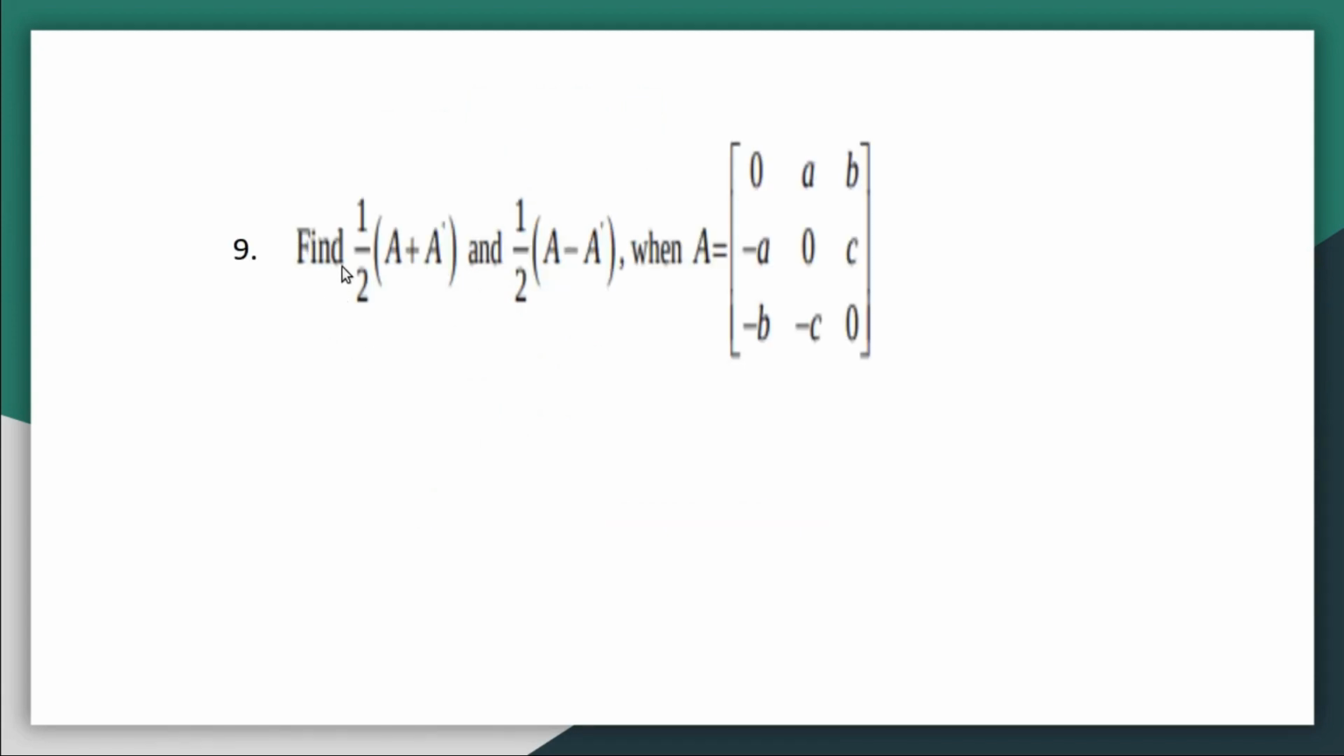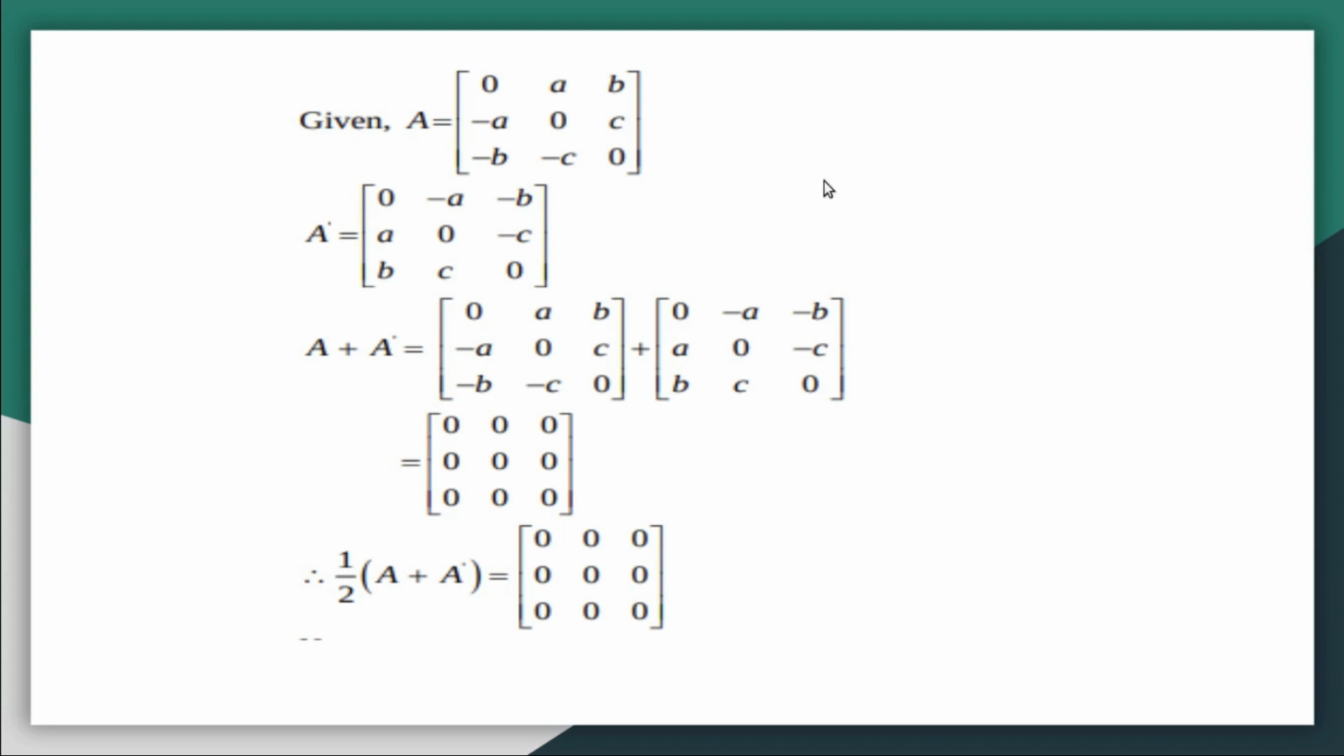Ninth one, find 1 by 2 into (A plus A transpose) and 1 by 2 into (A minus A transpose), when A equals matrix 0 a b, minus a 0 c, minus b minus c 0. So first we have to find A transpose, then half into (A plus A transpose), then we have to find half into (A minus A transpose). A equals 0 a b, minus a 0 c, minus b minus c 0.